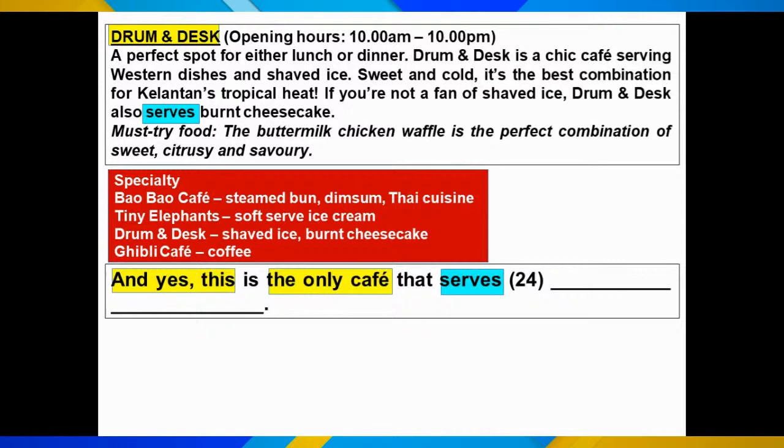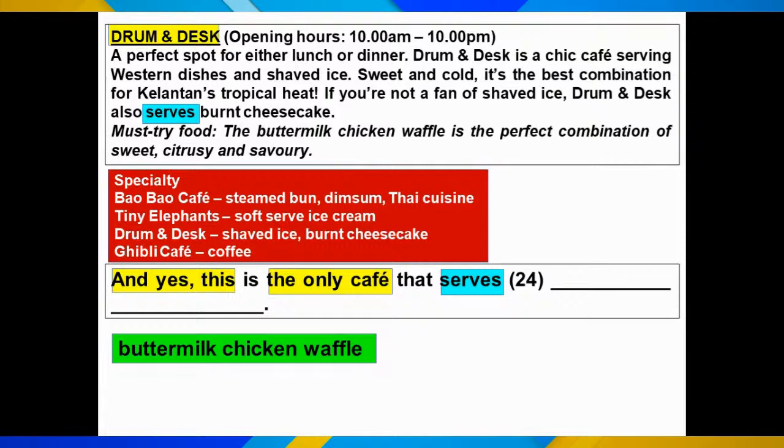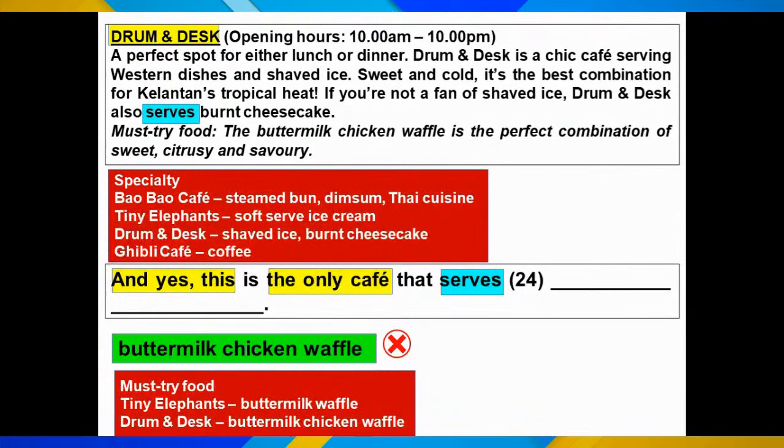Okay, so that is their specialty. Others do not provide this. Their specialty is this one. Let's say you do not answer, you give this answer: buttermilk chicken waffle. Can we accept that? Because it's stated here, must try food, the buttermilk chicken waffle. Can we accept that? Okay, no, sorry. Why? Because Tiny Elephants also sell buttermilk waffle, so we can't say this is the only cafe, right?